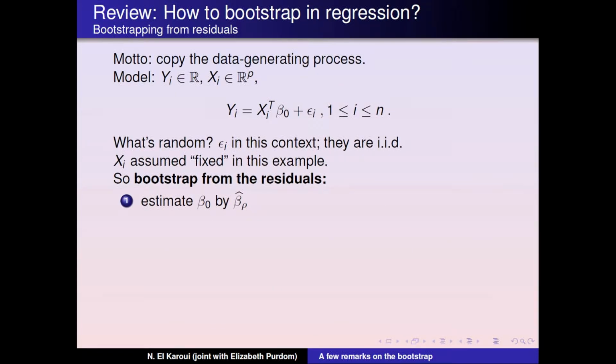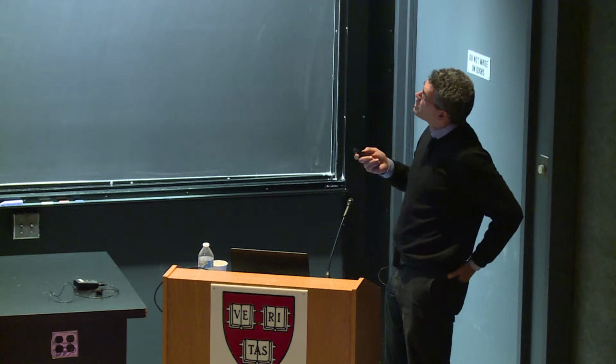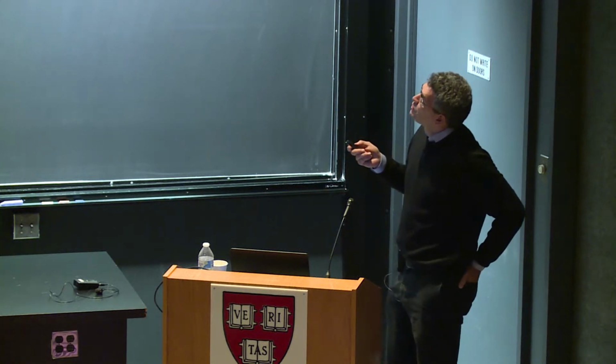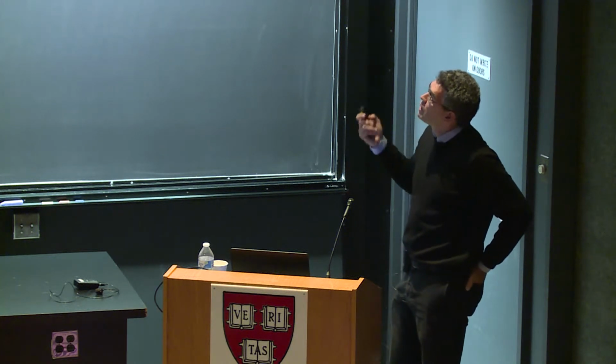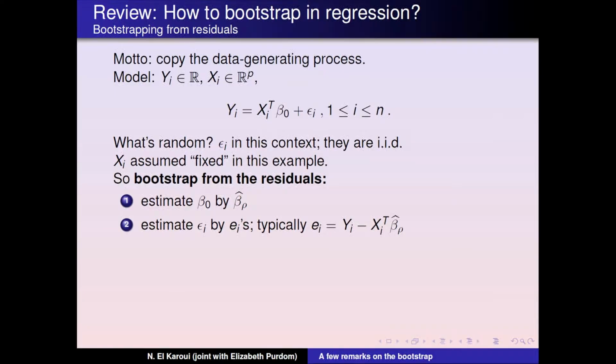Okay? So there are many ways to bootstrap a problem like this. Okay? In some sense, one thing that's often argued, because we're assuming the model, is to bootstrap from the residuals. So what does this mean? I have the linear model. So first I'm going to estimate beta naught, which is the thing I'm trying to estimate by beta hat rho, okay, my M-estimator. Okay? Then what's random here are the errors, epsilon i. So I'm going to estimate them by the residuals, okay, y_i minus basically my best guess for x_i transpose beta naught, which is x_i transpose beta hat rho.